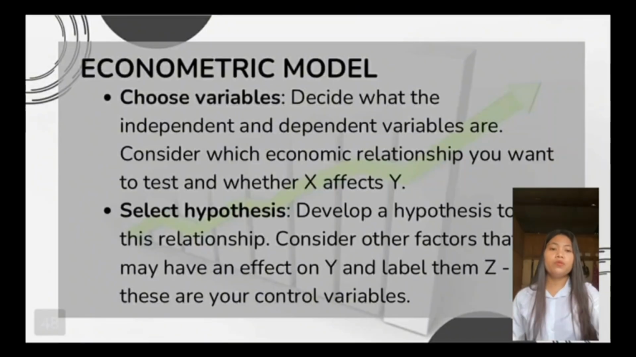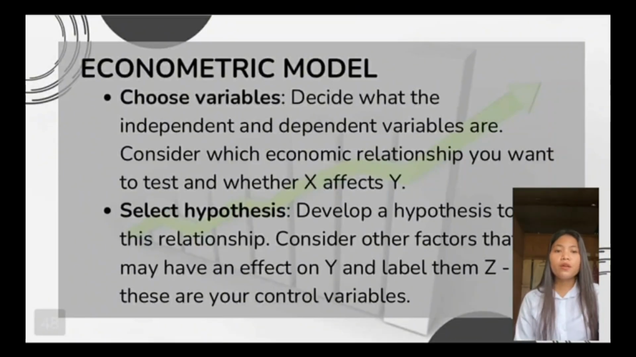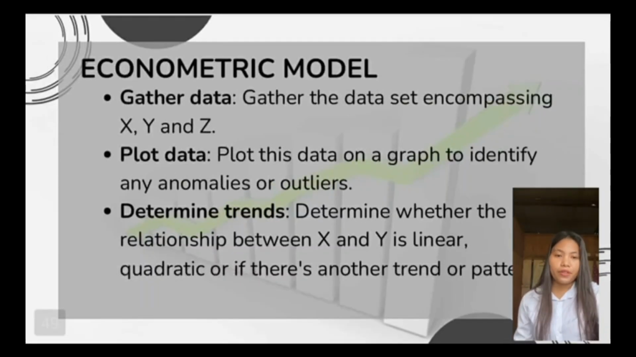For step 4, plot the data. After collecting data, we organize it and plot it on a graph. By doing this, we can see the relationship between the variables. It also helps us identify unusual data or outliers that do not follow the general pattern.